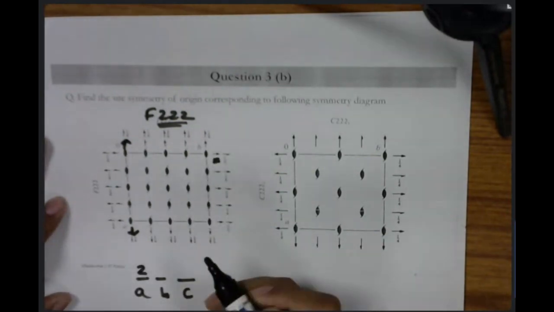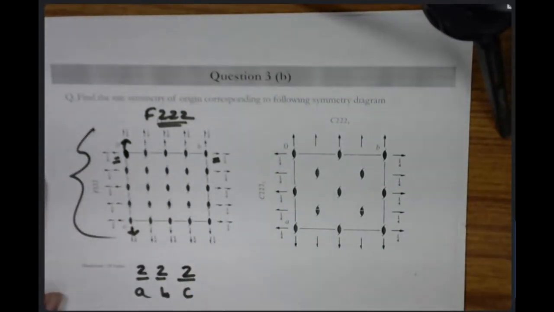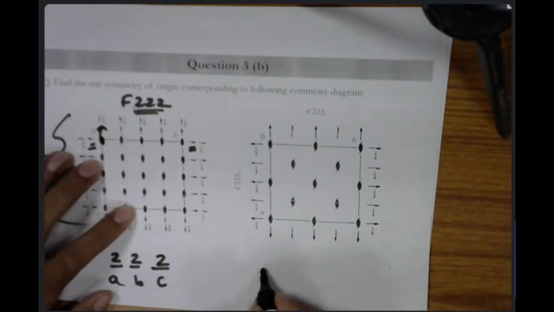About the B also there are these particular arrows, so again there is a twofold. And what about the C? In the C direction we know that there is a twofold along the C axis. So we'll write 2 2 2. The point symmetry of the origin over here is 2 2 2. Right, and so on and so forth. One can solve this also. Let's quickly solve it.